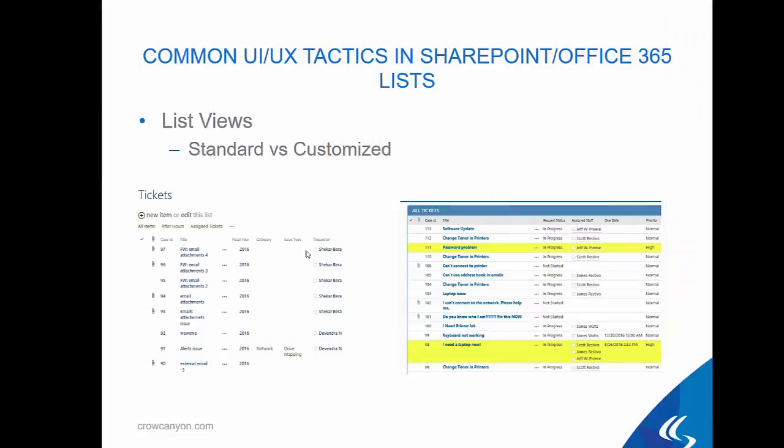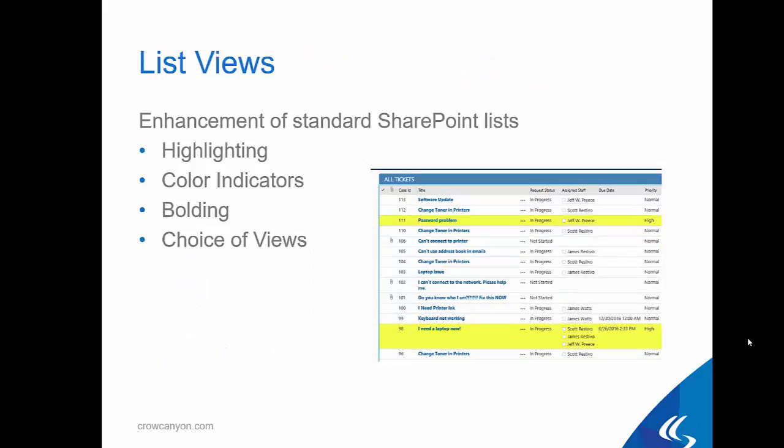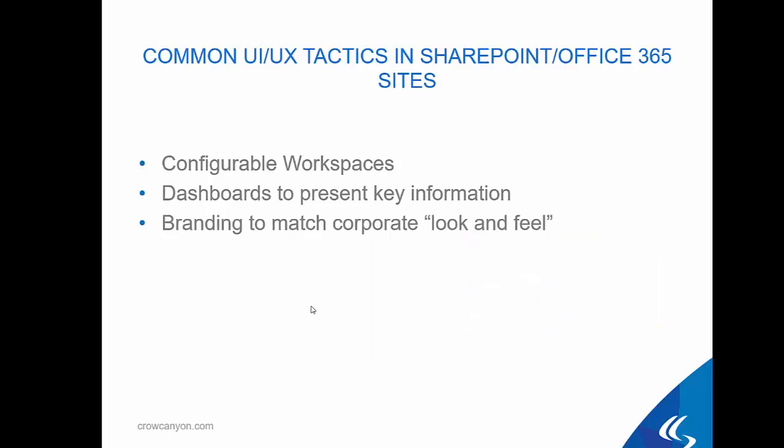You have capabilities that make the information more presentable and engaging. You can see the stark difference between these two right here. And then if we look at some of the various elements we talked about, highlighting, color indicators, bolding, choice of view, there's quite some capability in here to make the UI UX of the list view more engaging also. That's one. Next, we'll move on to sites. And sites are SharePoint sites, of course, or Office 365.